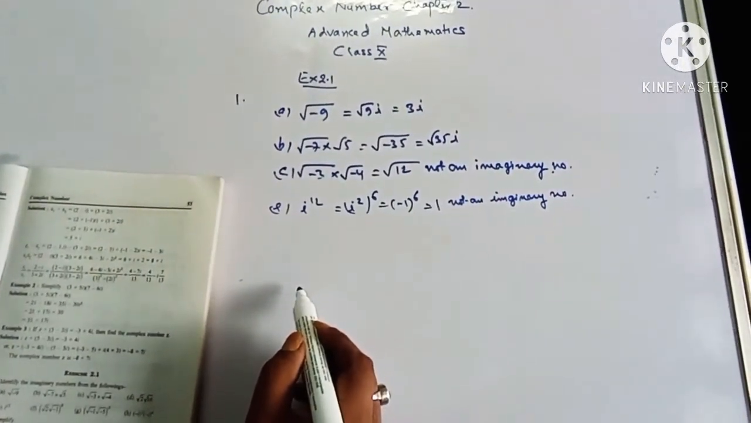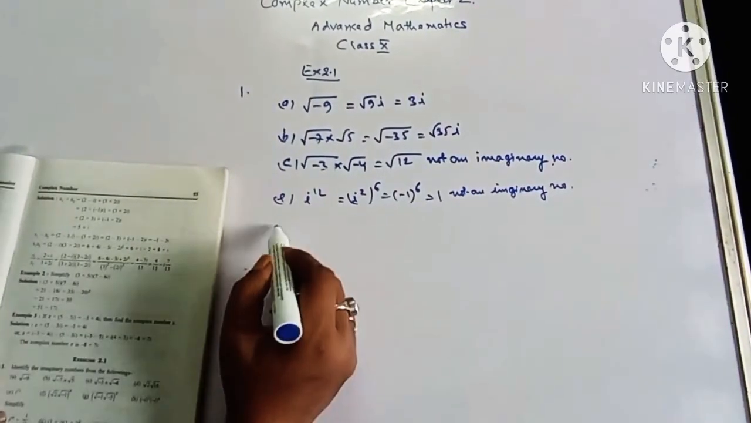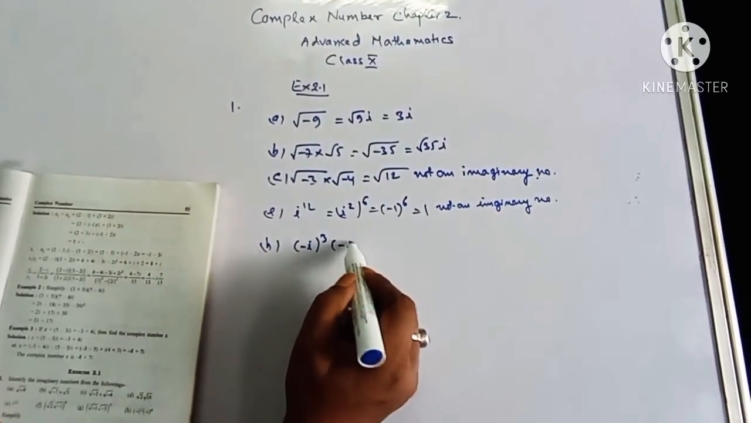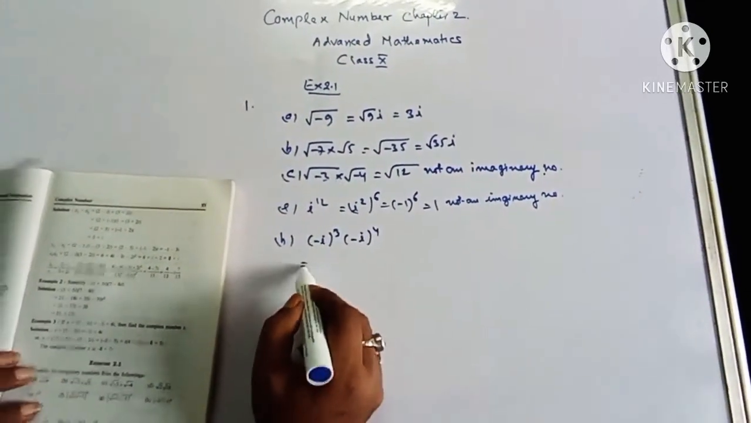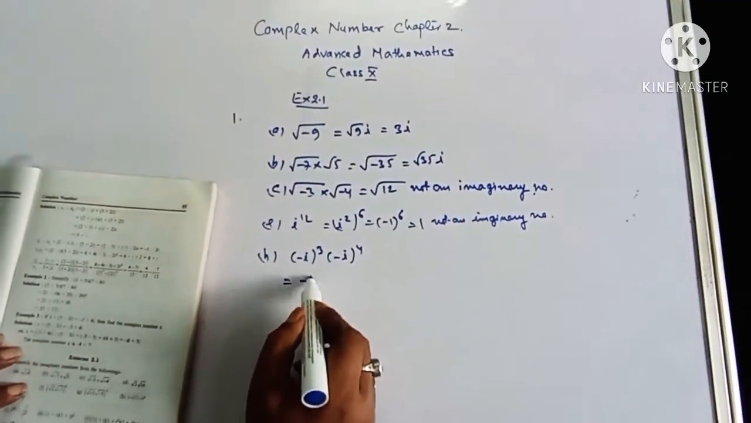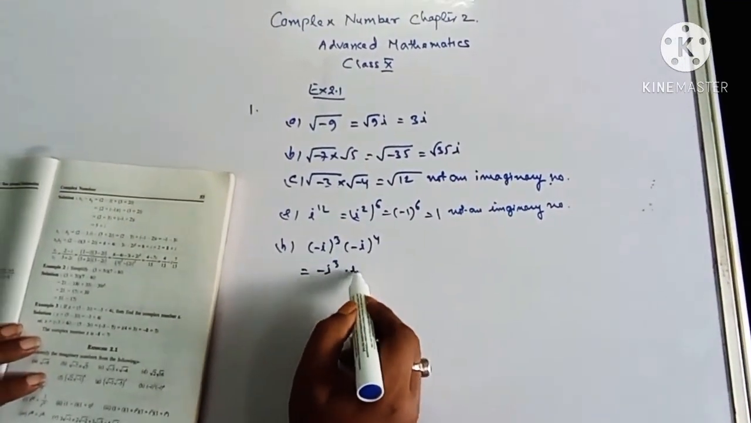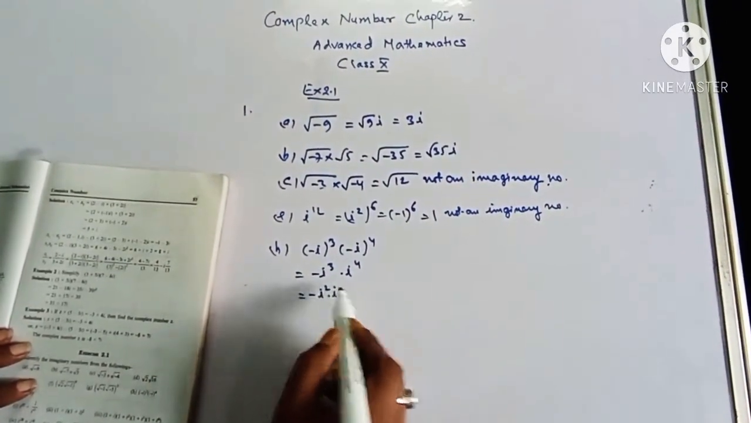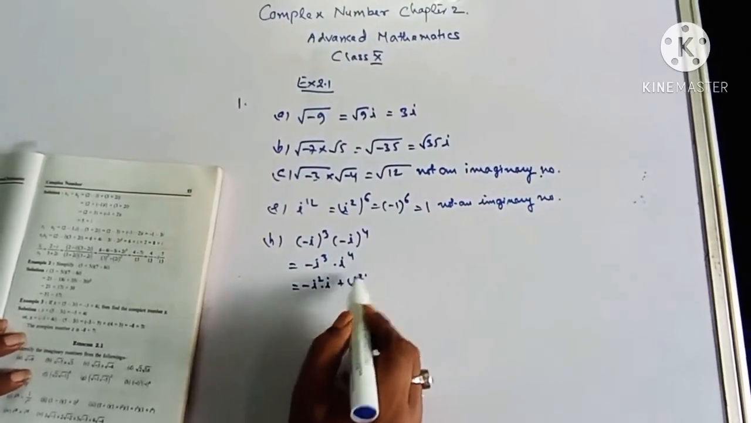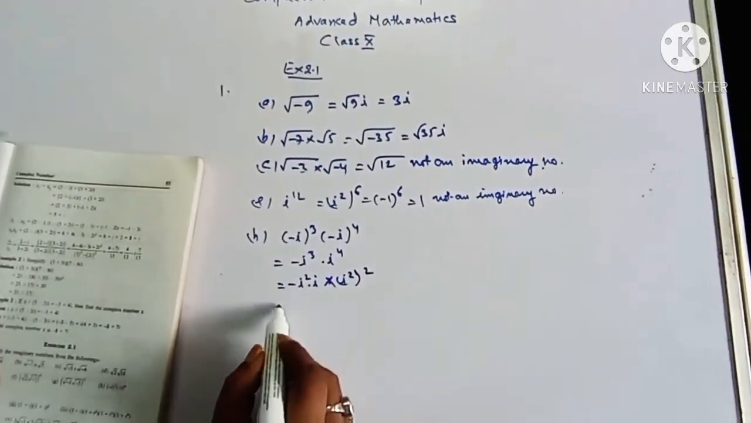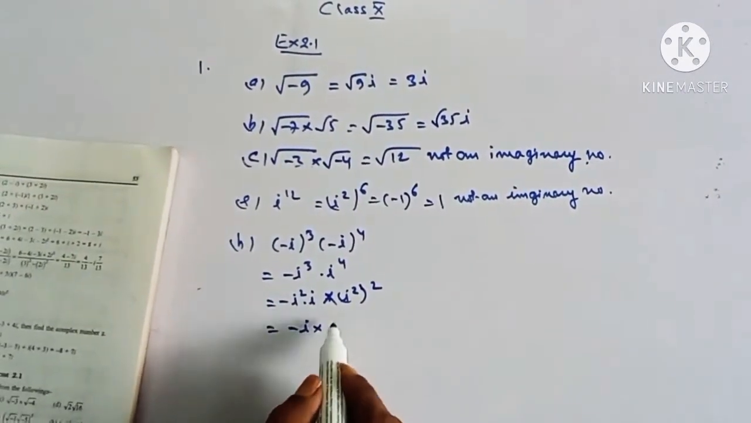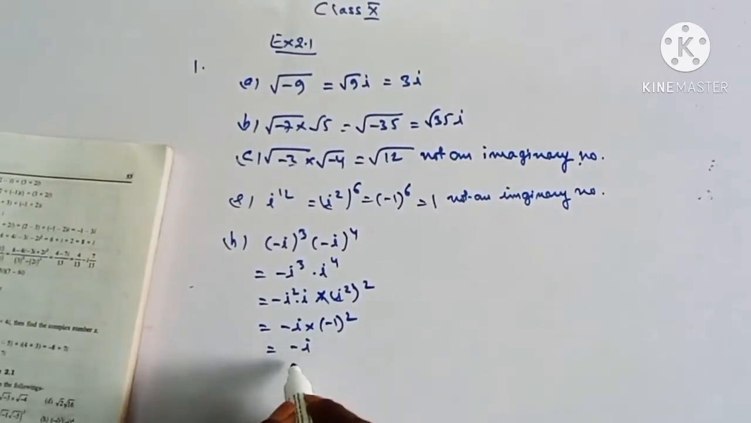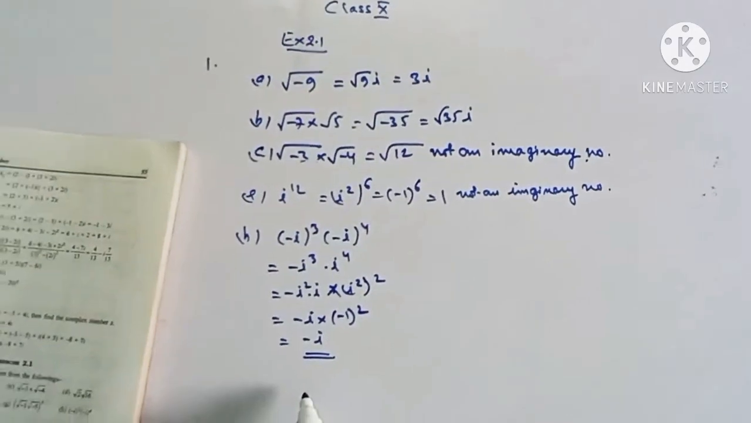Again, minus i cube into i to the power of 4. So this will be equal to minus i cube, and this will be i square whole square. So this will be minus i square into i, and this will be i square into the whole square. So minus i into minus 1 the whole square. So minus i. This is an imaginary number.